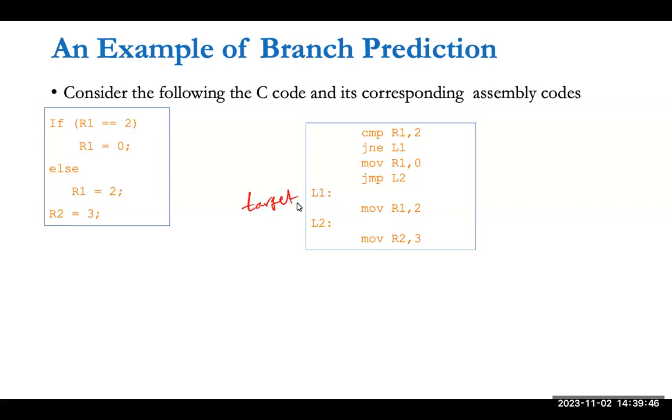As we discussed, conditional branches have two alternatives, right? Go to the target L1, or else go to the other target, L2. So jump not equal to: when the comparison is not equal, go to L1, or else start executing these instructions. And if not, go and execute this instruction, followed by this instruction. Correct?